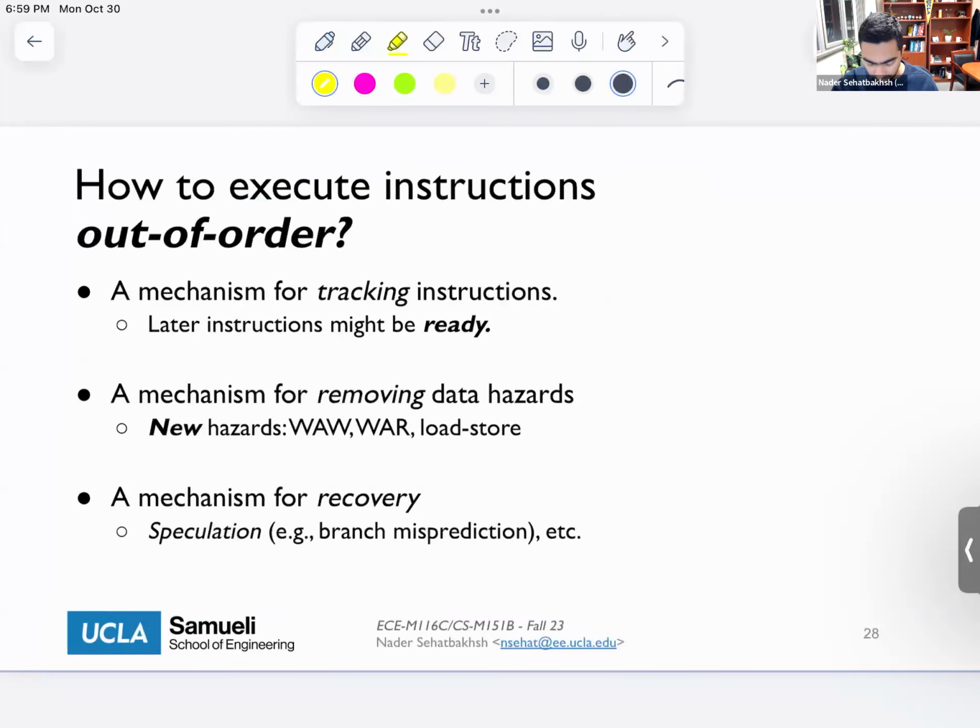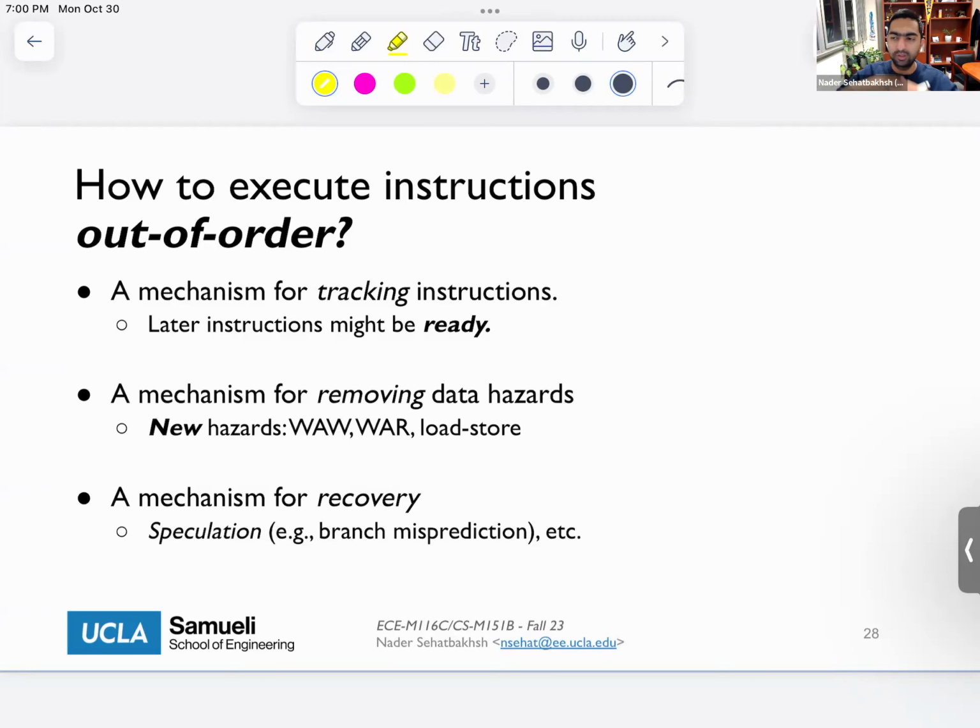So let's continue. Essentially we're going to have these three main problems, and we're going to talk about this in this lecture and the next lecture. The first thing is we need a mechanism for tracking instructions. By tracking, I mean we need to know which instruction is ready. And by ready, it means that it can go inside my execution pipeline stages, right? Another thing that we need to do is get rid of the hazards.